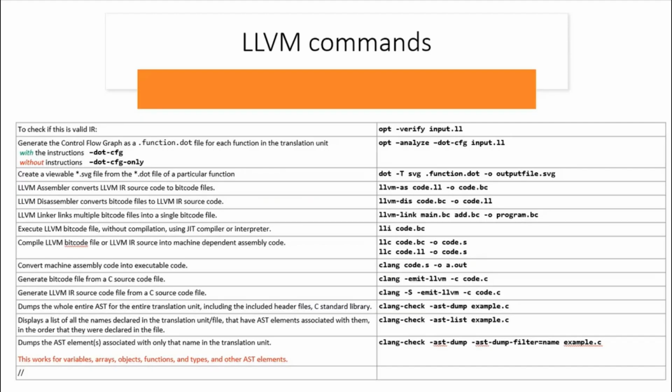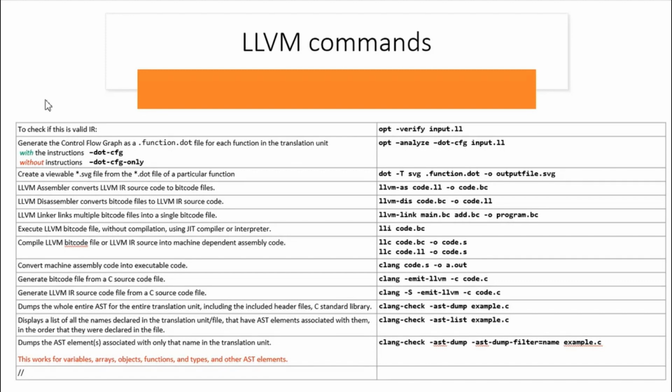So that's that. So here is a table of useful commands to know when working with LLVM intermediate representation. I'll just briefly go over them, but you can look at the slides later, so this is useful just for reference. But basically, we can check if a certain LLVM file is indeed valid syntax, and we can generate a control flow graph for every function in LLVM intermediate representation.